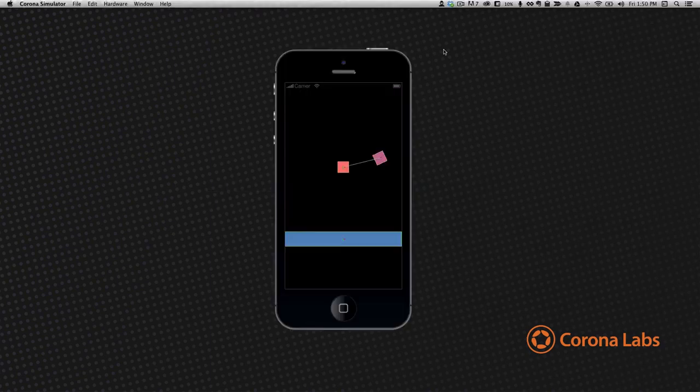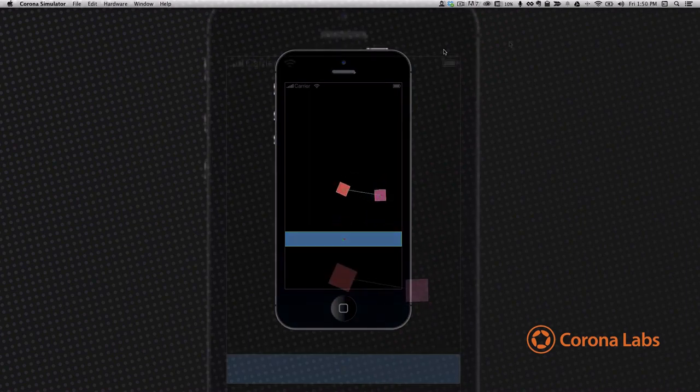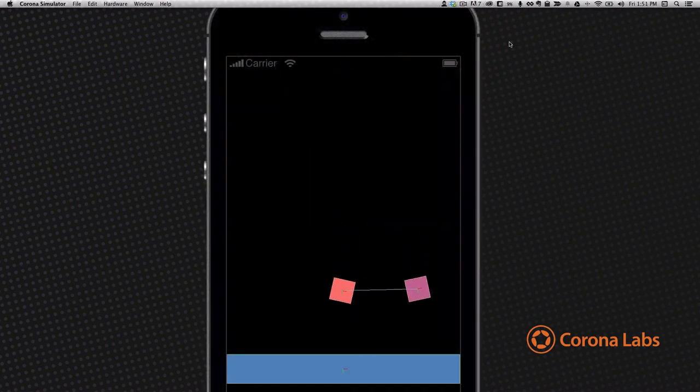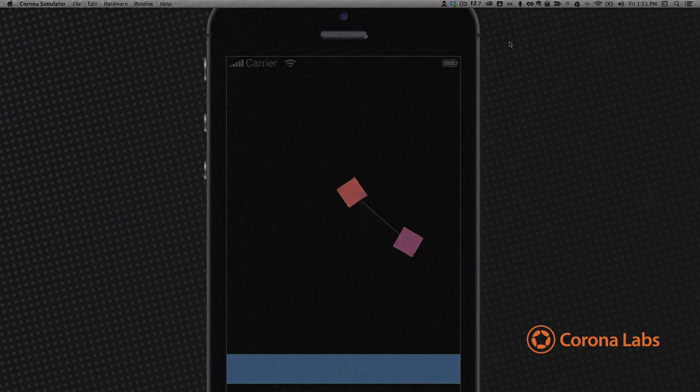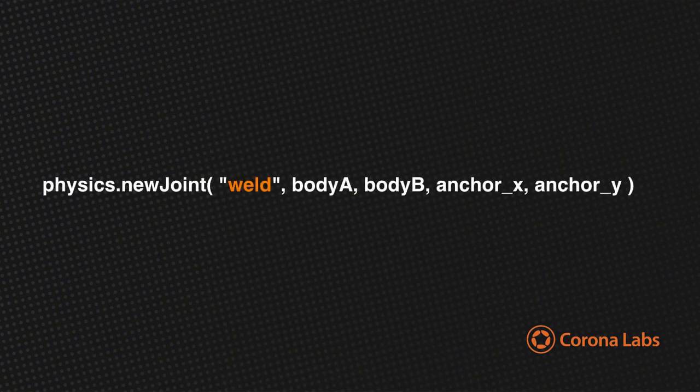Most joints are used to connect two rigid physical bodies, which means you must first create these bodies and then submit them as arguments to the physics.newJoint constructor function, along with other properties that may vary depending on the type of joint being created. A weld joint can be used to rigidly attach two bodies at a specified anchor point in content space coordinates. The initial arguments of physics.newJoint are bodies A and B to be joined, followed by an X and Y coordinate for the anchor point.